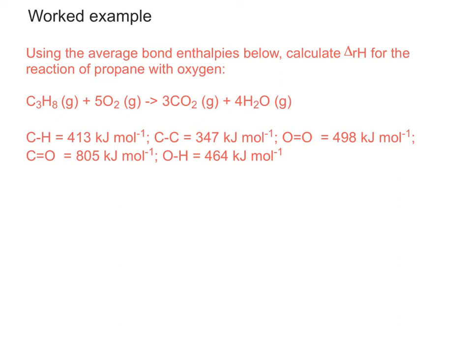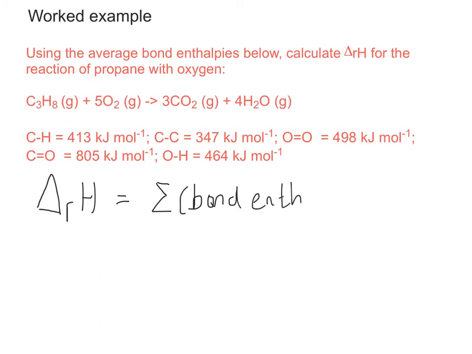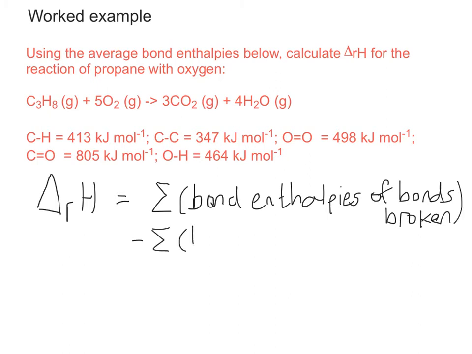So all you do is to say that the delta RH is equal to the total of all the bonds that are broken, so the bond enthalpies of bonds broken, take away the total of the bond enthalpies of the bonds made.